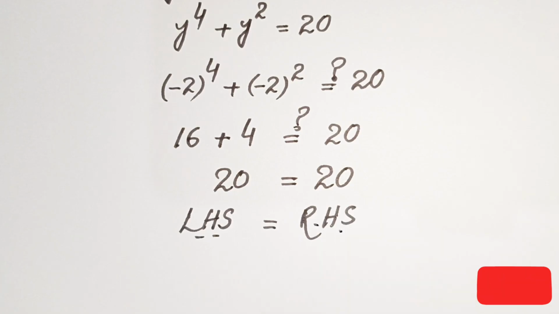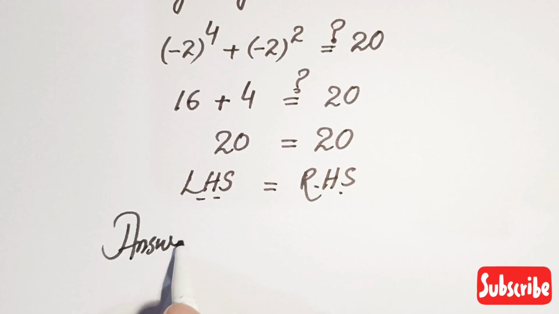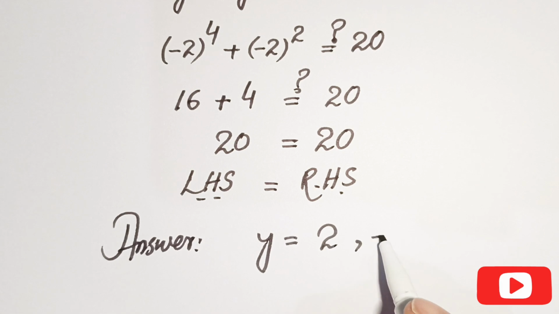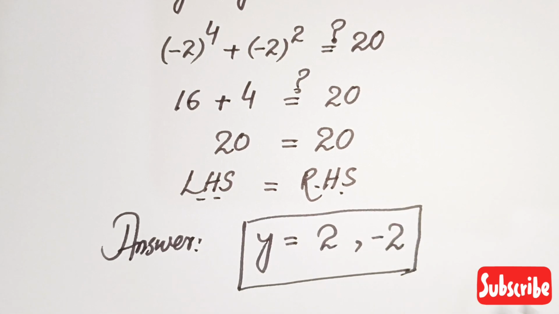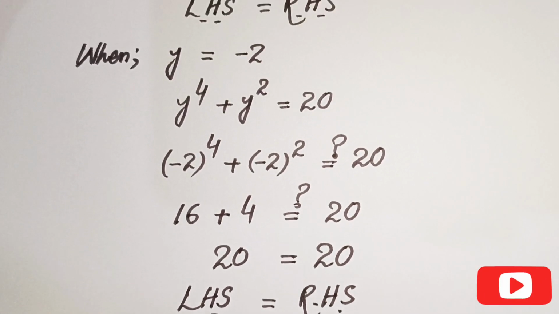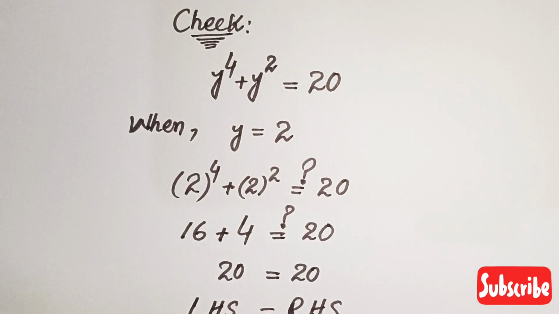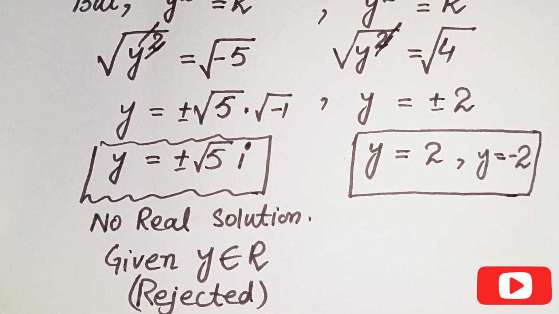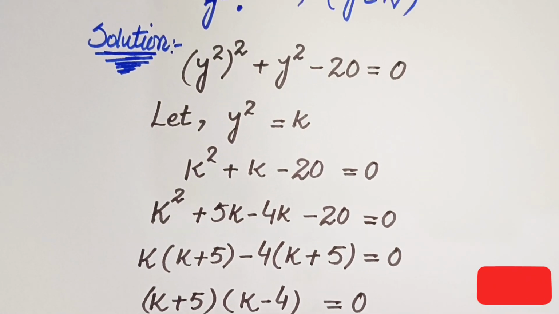So these two solutions of y are our answer: y is equal to plus 2 and y is equal to minus 2. These are the two possible solutions for y. Now we have checked our entire solution step by step. This is the verification of this problem, and we have rejected the complex solution. So this is our whole solution.